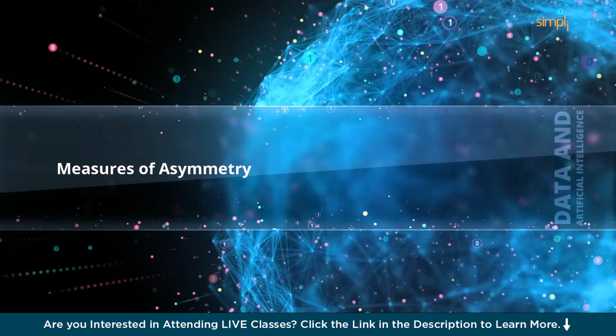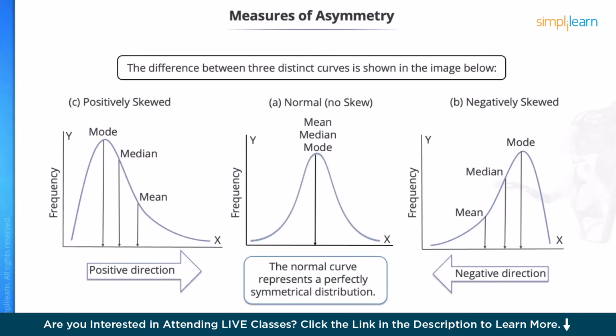Measures of asymmetry. The difference between the three distinct curves can be studied in this image. The central curve is the normal or no skewness curve. Here mean, median, and mode all lie on the same point. This normal curve is symmetrical about its mean, median, and mode. That means the left-hand side of the curve is a mirror image of the right-hand side of the curve.